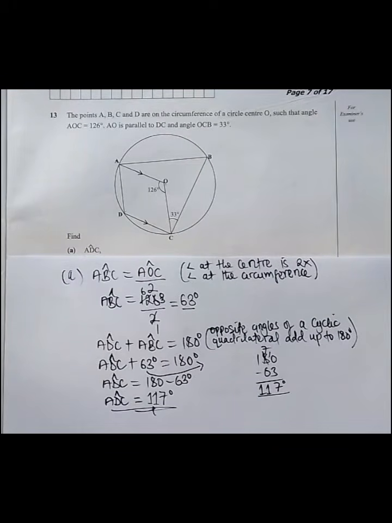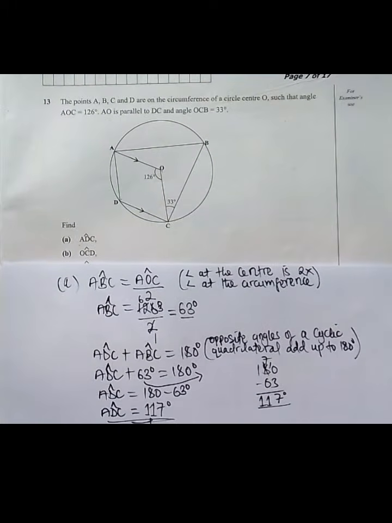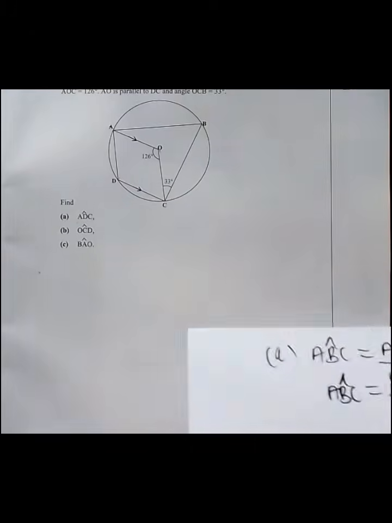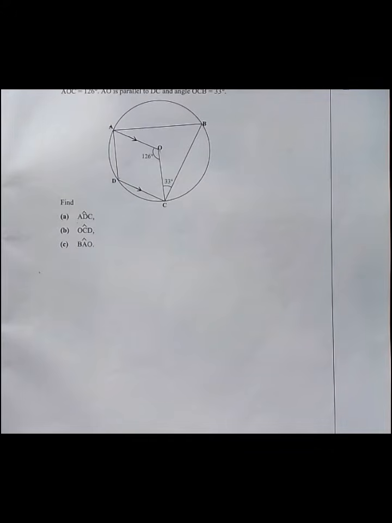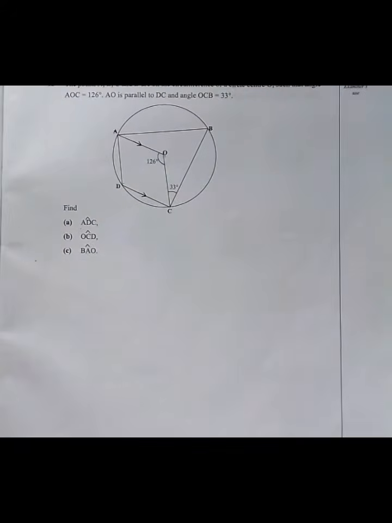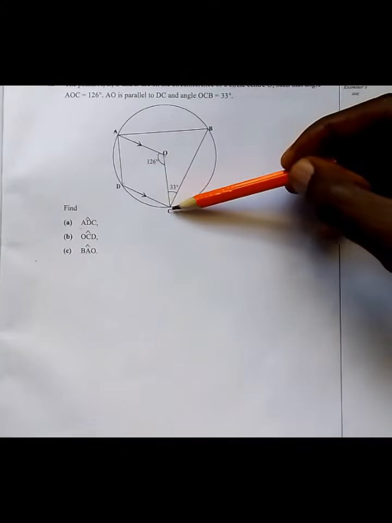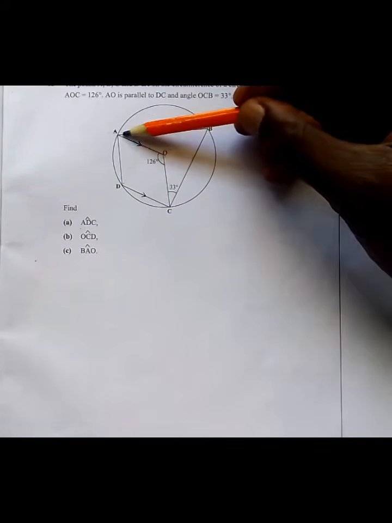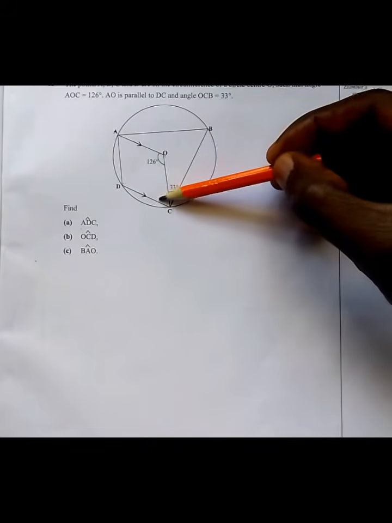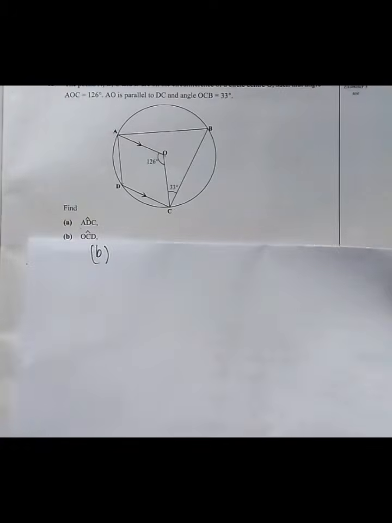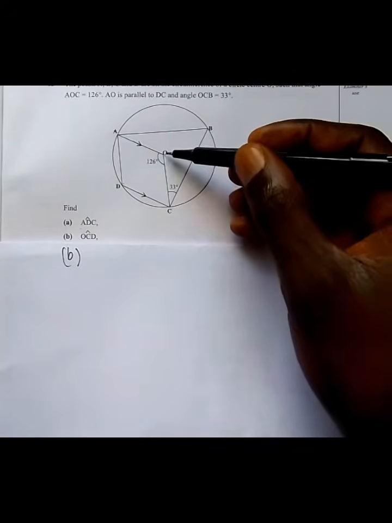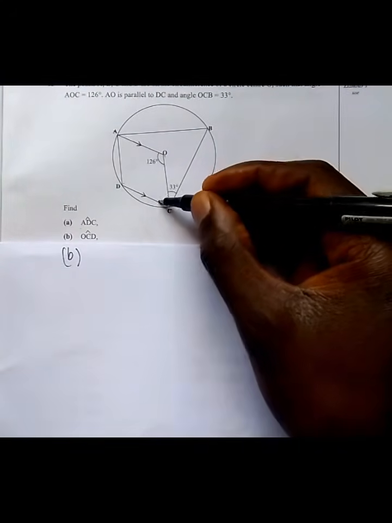Let's now go to the second part, which is part B, where we're going to find angle OCD. For angle OCD, we're going to use a principle on angles associated with straight lines. So since AO is parallel to DC, it means that these angles here, angle AOC and angle OCD, are related. And the relationship is that these angles are allied angles. Angle AOC and angle OCD are allied angles. So allied angles add up to 180.